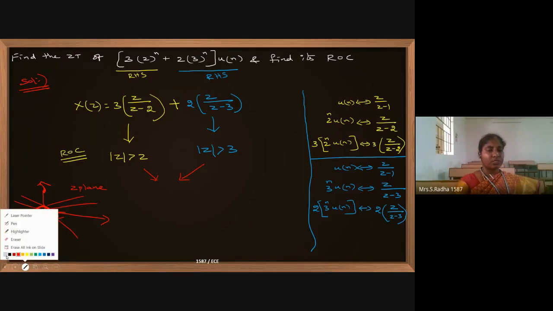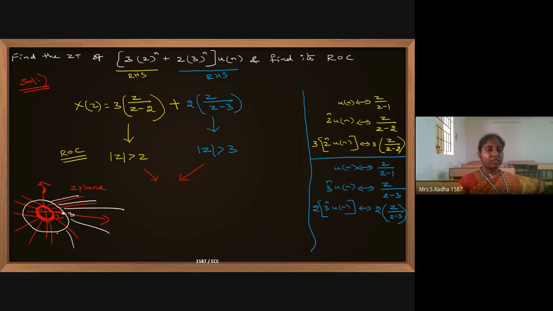Now I am going to the second term. Greater than 3 means you take a circle with radius 3 units, and greater than 3 means outside this. Now whatever overlapping region is there among these two, that will be the final ROC. The overlapping comes outside 3, so outside 3 is the final ROC.